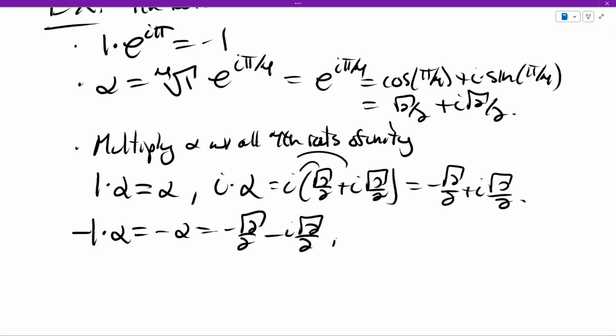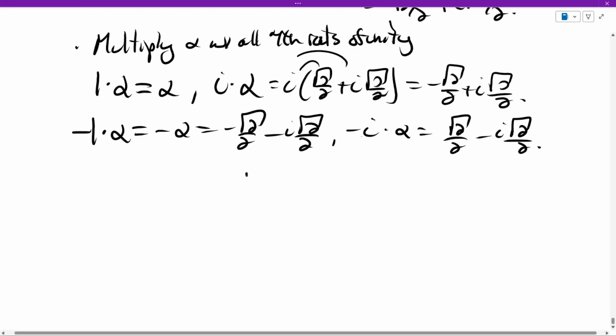Cool. And then we have to multiply alpha with negative i alpha. Well, we already did alpha with i, that's here. So we're just going to negate it, and that will give us the answer. So we get root 2 over 2 minus i root 2 over 2. And let's take a moment and look at the fruits of our labor real quick.